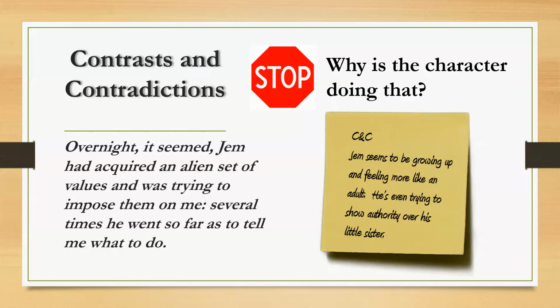Here's an example of an answer. I'm going to mark my book C and C for contrasts and contradictions, and then in the margin or on a post-it note, I answer that anchor question. Why is the character doing that? Well, Jem seems to be growing up and feeling more like an adult. He's even trying to show authority over his little sister. So really what you're doing with these signposts is when you see them, you stop, you ask the question, and you jot the answer to that question in the margin or on a post-it note.